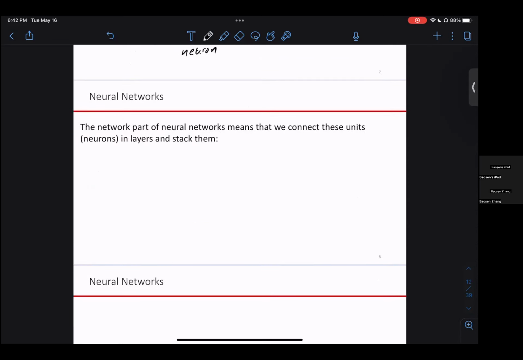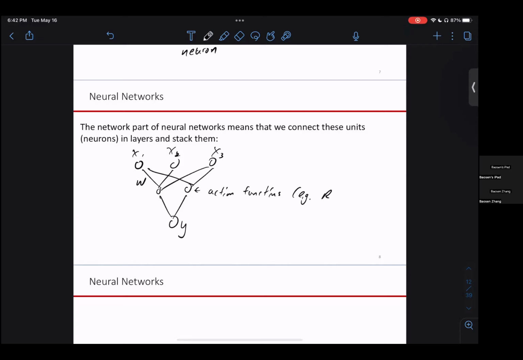And the neural network part is just that you connect these units into a network. For example, we're going to connect all these things together. So you have 3 inputs. Each of these lines are some weights, and each of these are activation functions. And the Y you get is your output. You can have output as your Y.